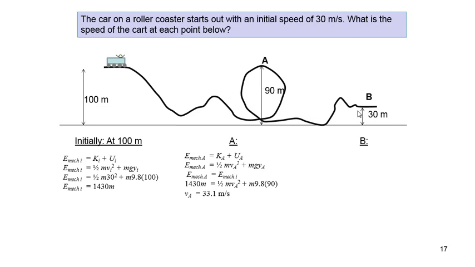And finally, I can do the same thing for b. And I put in my height. Y sub b is the height that I'm at when I'm at the point B. And then I can plug in here, again, the m's cancel, and I can solve for v sub b.